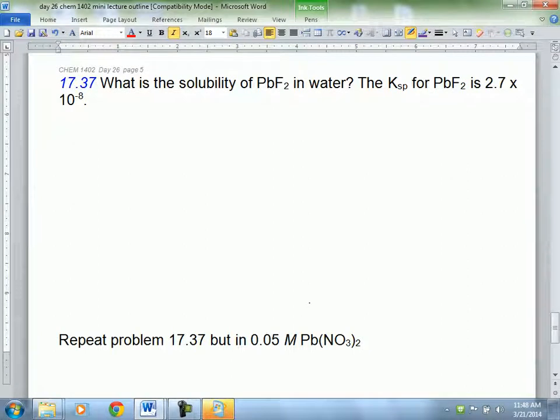What is the solubility of lead fluoride in water? Now that's not 1-to-1, so I would actually write out the ICE table. That's not 4x. You'll end up with a 4x to the third.